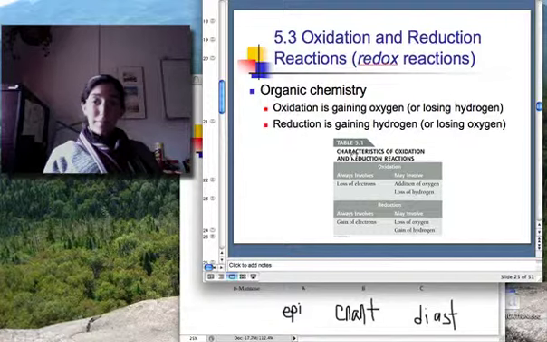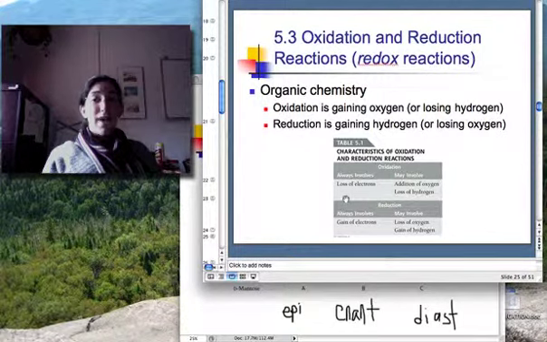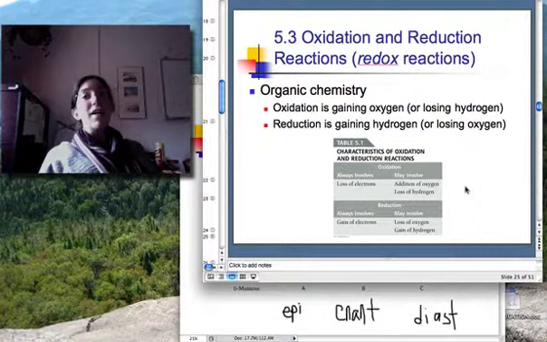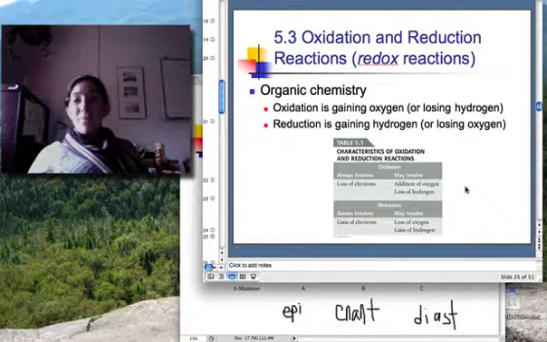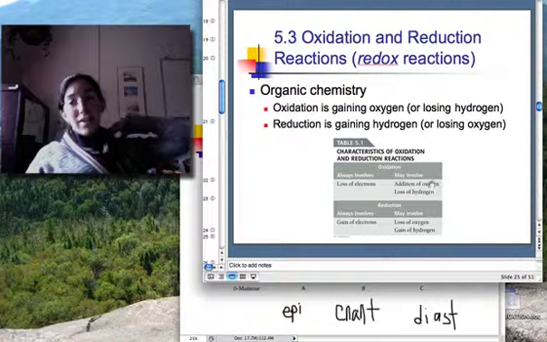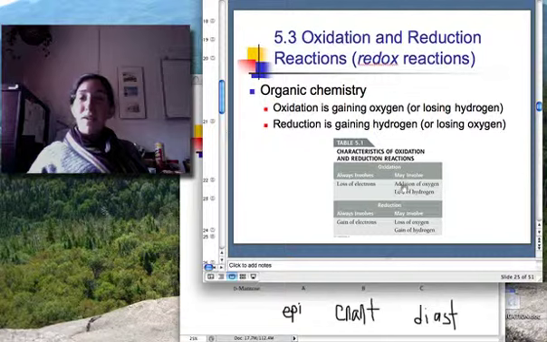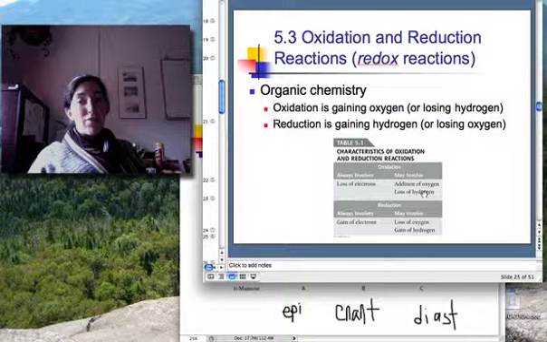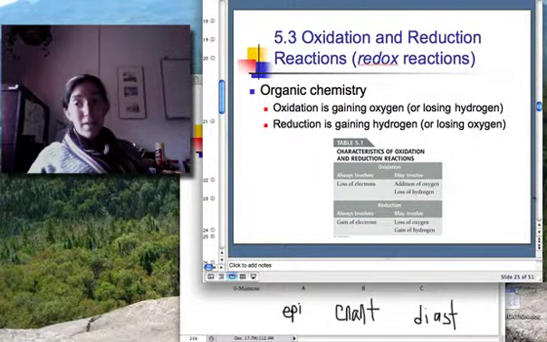So this is a nice table that sort of summarizes things. An oxidation reaction is loss of electrons. Oxidation is loss. It also can be a gain of oxygen. That's actually where it got its name from. Oxidation is when you add more oxygen to something. Alternatively, you could lose hydrogen. So with organic compounds, a lot of times oxidation involves either the addition of oxygen or the loss of hydrogen. And then reduction is the opposite. It's either the loss of oxygen or the gain of hydrogen.